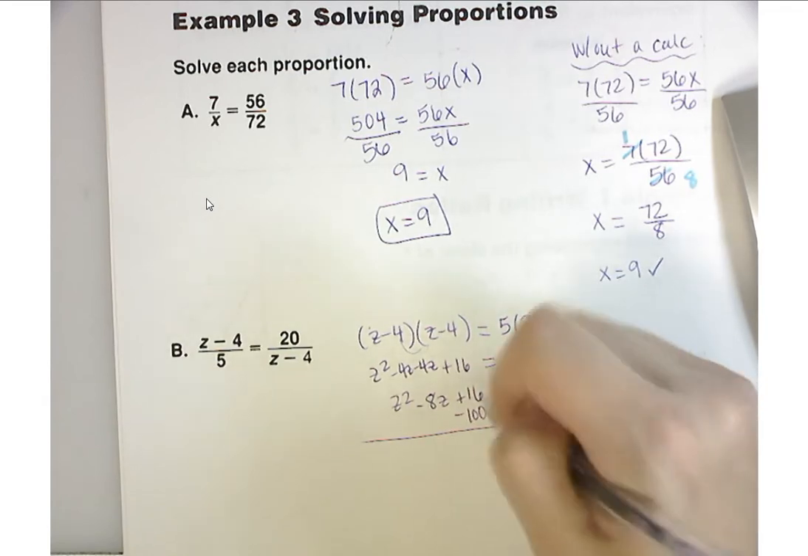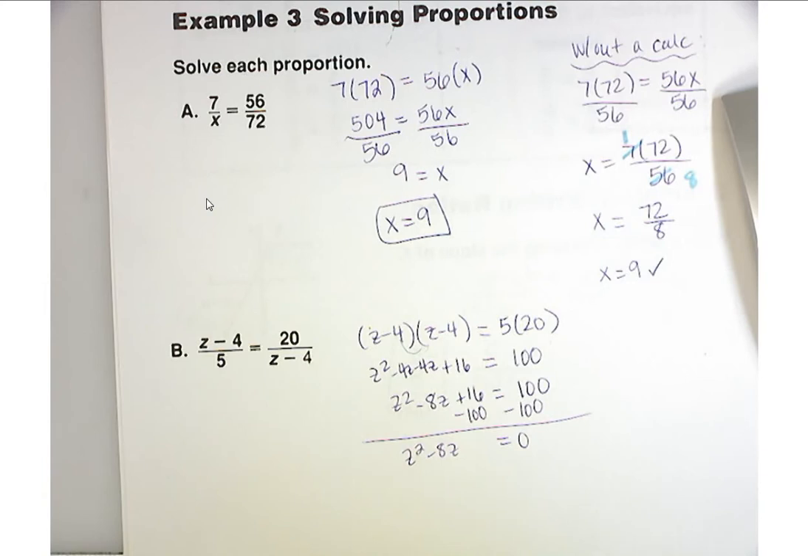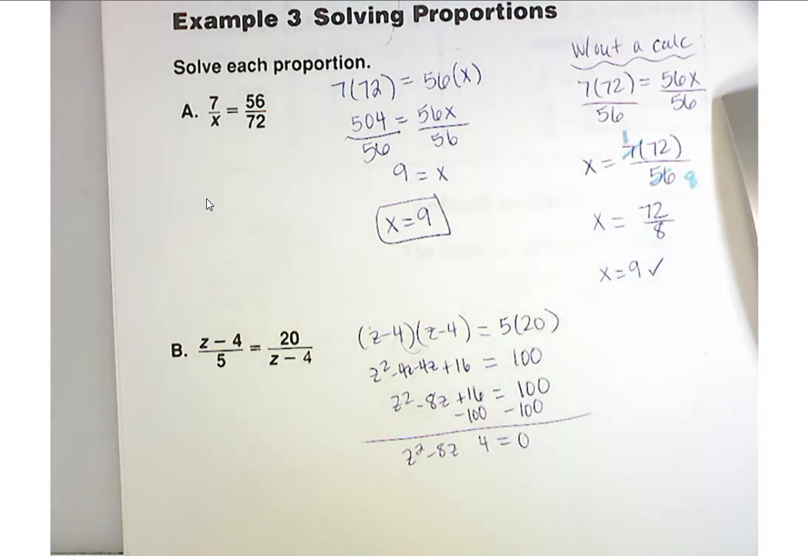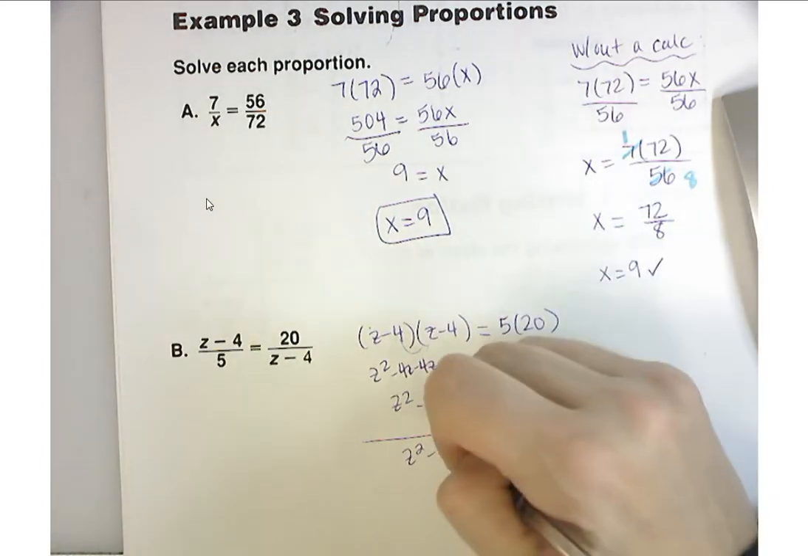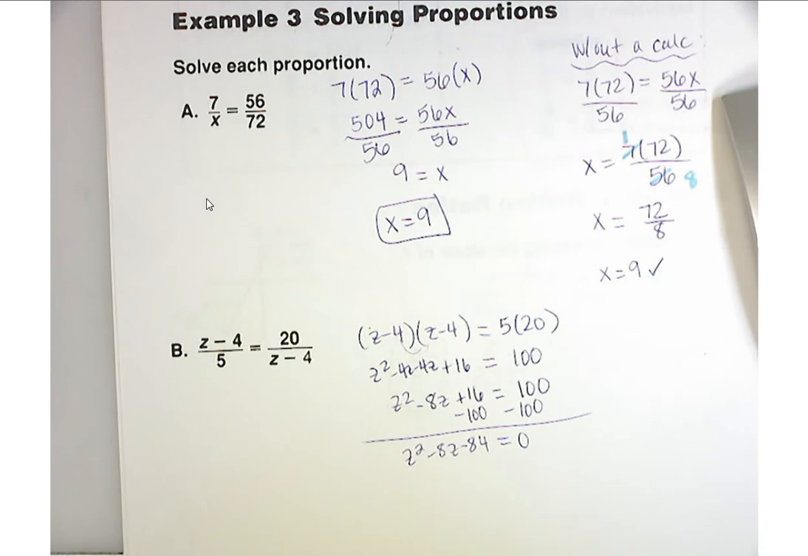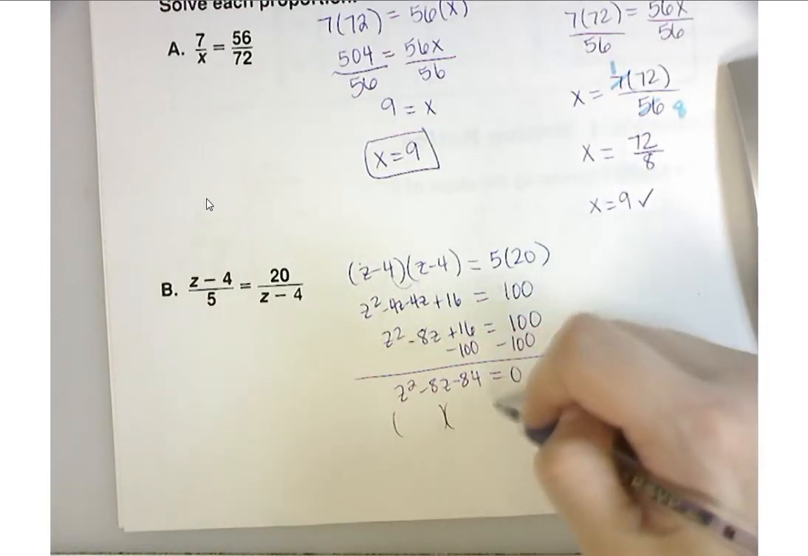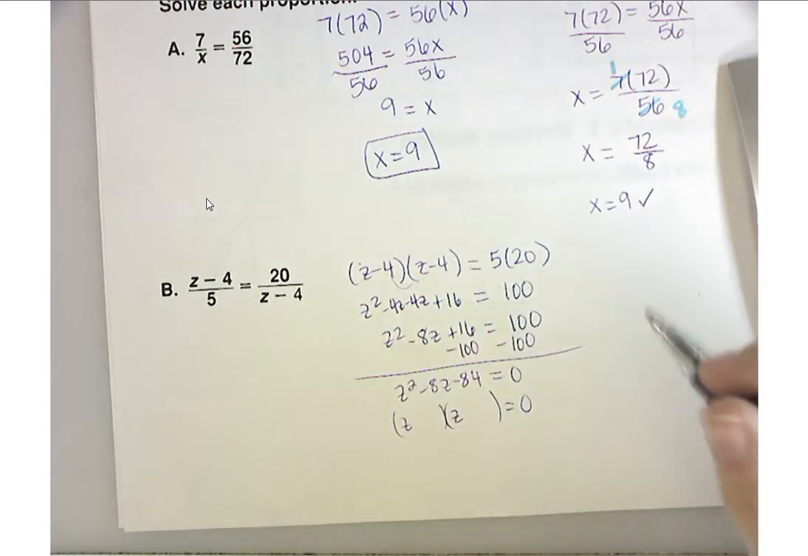And 16 minus 100 is going to be what? So count up, right? It has to have a 4 in it because 16 plus 4 is 20. And then to get from 20 to 100, I'd have to have what? 80. So this would be negative 84. So now I can make my two brackets. So I have z and I have z.